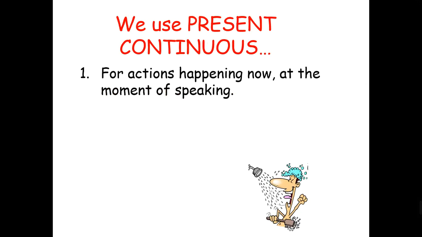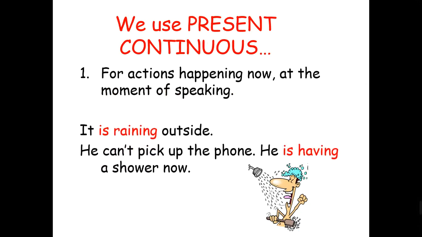Now have a look at this picture and tell me, what is the man doing? It is raining outside. He can't pick up the phone. He is having a shower now. So what's the man doing? He is having a shower. So we start with the subject he, followed by the verb to be, is, and then have, you add ing to it. Of course, you drop the e. This is a spelling rule. And then the rest of the sentence, a shower now. So now is the key word for the present continuous, and this is how you form it. He is having a shower now, to express an action that is happening at the moment of speaking.